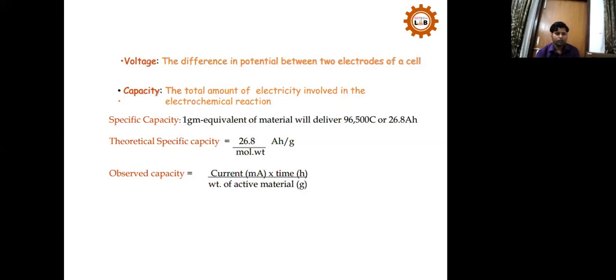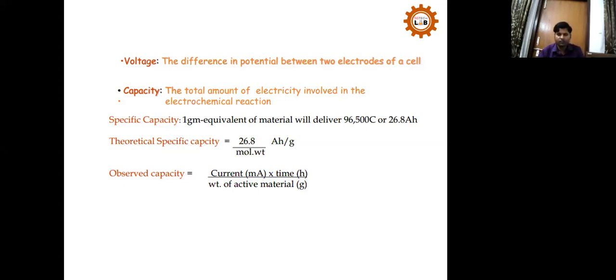If you see batteries, all of them have some rating on them, like the battery in your mobile phone, on a power bank, or bigger batteries used in vehicles or other places. You'll see a capacity rating everywhere. So how do we find out the capacity?